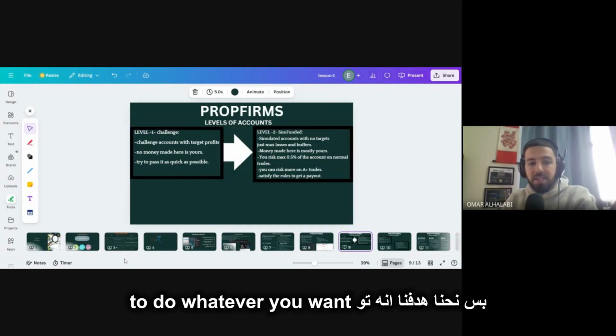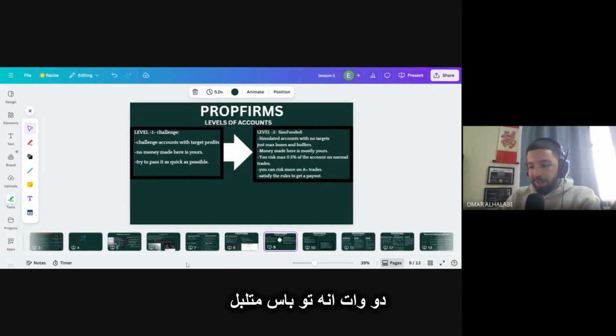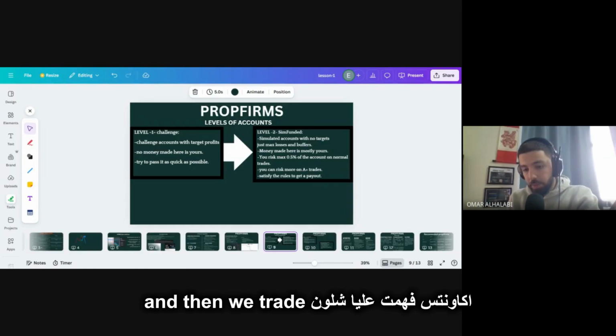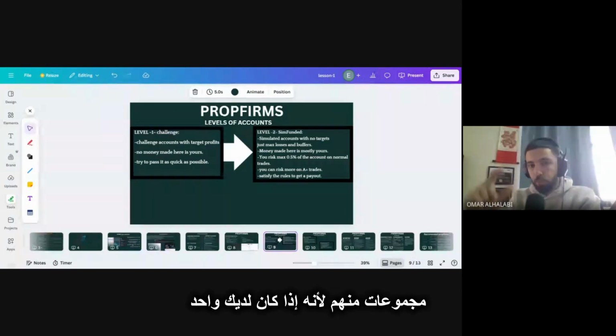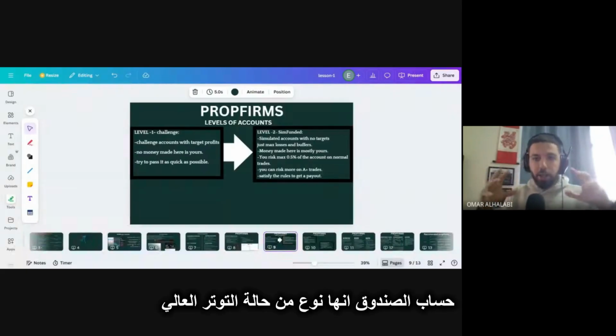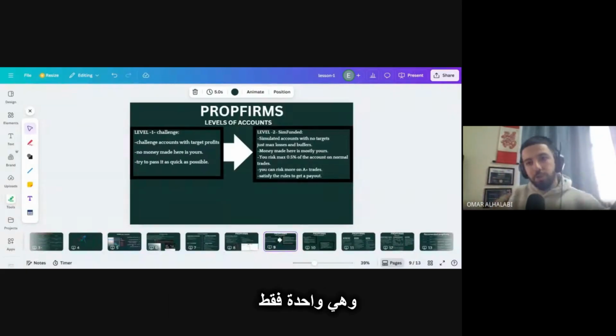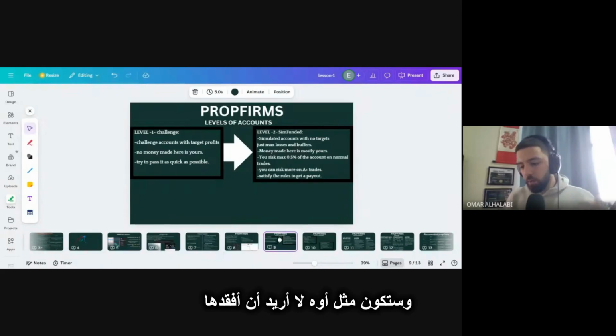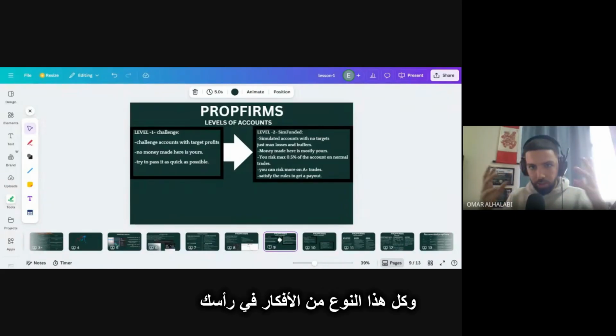You understand? But our goal is to do what? To pass multiple accounts. You understand? And then we trade groups of them. Because if you have one funded account, it's kind of a high stress situation. It's just one, and you're going to be like, oh, I don't want to lose it, and all that kind of thoughts into your head.